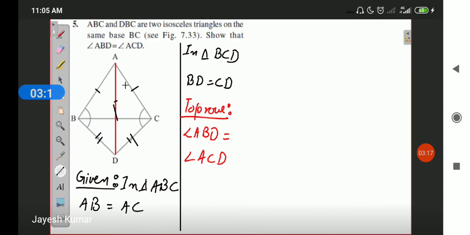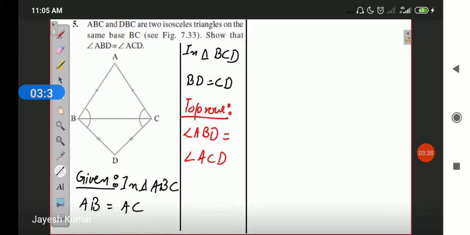Since SSS congruency has not been discussed till now, and SSS congruency comes in the next exercise, I will discuss SSS congruency in the next exercise. Okay. So we will do it with the theorem that we know till now. We will complete this question using the theorems that we are aware of till now. Okay. That is theorem number 7.2. So let us do the solution.